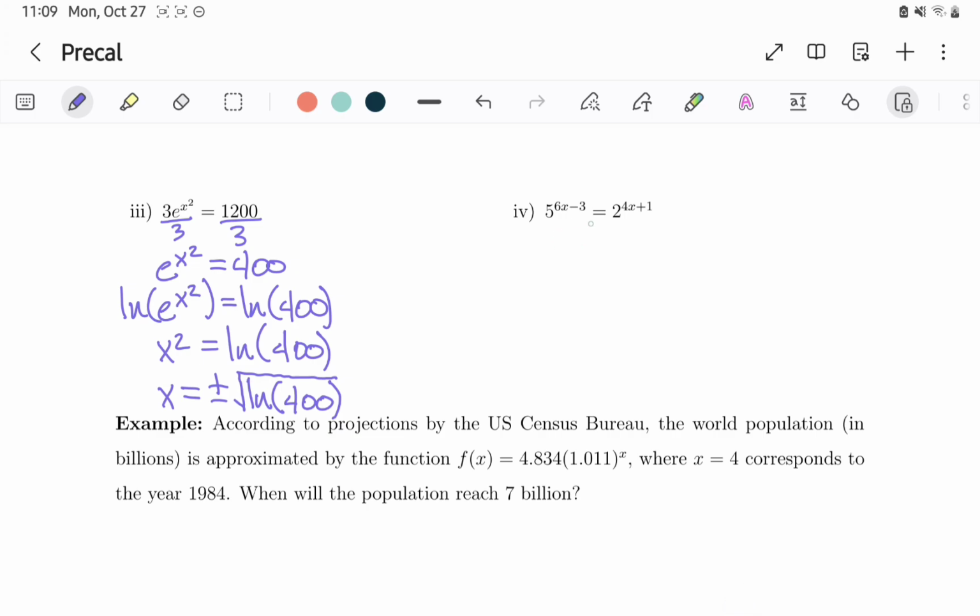All right. And then for the last of these examples involving the exponential equations, we have 5 to the 6x minus 3 equals 2 to the 4x plus 1.